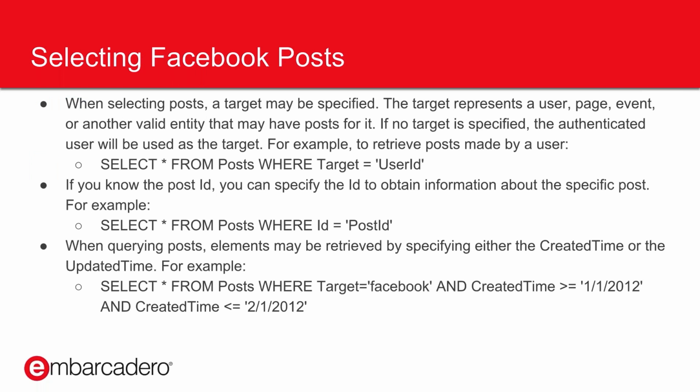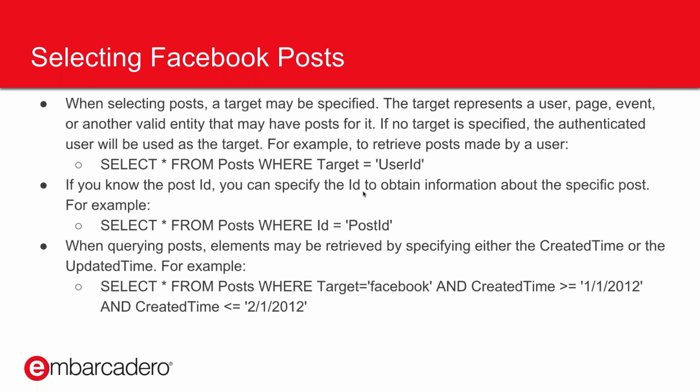There's a lot of views as well. I'm not going to give you a list of views. But here's some details on selecting Facebook posts. So when you're selecting a post, you can say target equals user ID, or you can say select star from posts where ID equals post ID. So the target represents a user, a page, event, or other valid entity that may have posts for it. So you can get all the posts on a page, for example, or any other entity.